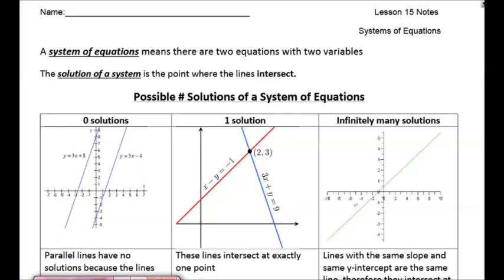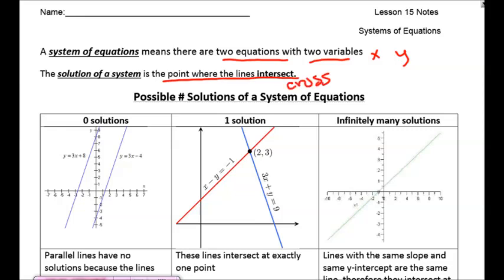Hey guys! All right, lesson 15 is all about solving systems of equations. Now, a system of equations just means that there are two equations that we'll be graphing, and those two equations have two variables, like an x and a y. The solution that we're looking for is just the point where the two lines intersect, or where they cross.